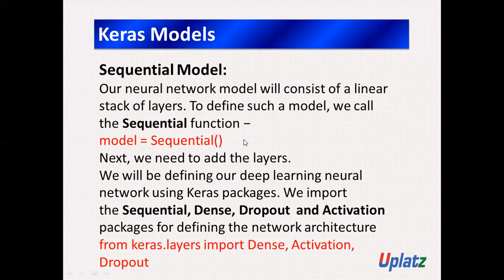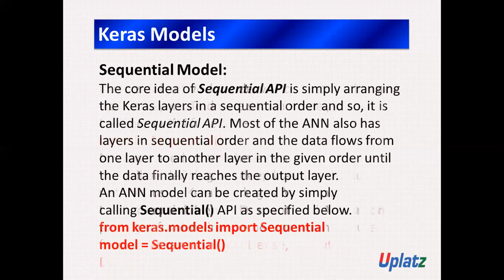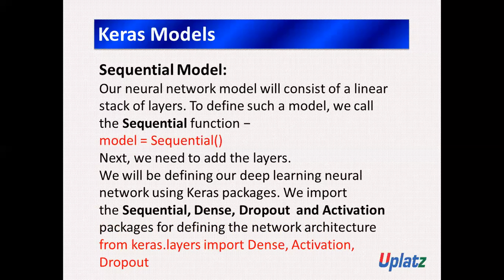Now next we need to add the layers. The first thing is to import sequential from keras.models, so write from keras.models import sequential. The next thing is our neural network model consists of a linear stack of layers, so to define such a model, we need to call the sequential function. So write model is equal to sequential. And then the next thing we need to do is add the layers.